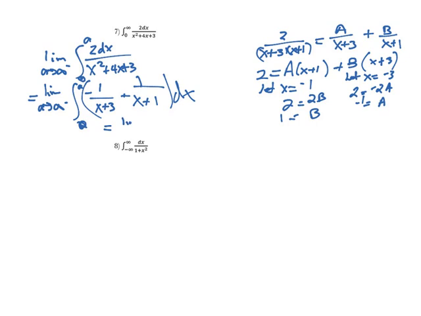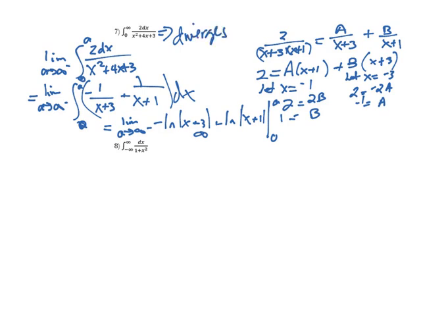So that's the limit as a approaches infinity from the left of negative natural log of absolute value x plus 3 plus natural log of absolute value of x plus 1, evaluated from 0 to a. So if I plug in infinity, I'm going to get the natural log of infinity. So that's going to be infinity. It doesn't matter what else this stuff is. That's going to be infinity. So this integral is going to diverge. So I'm going to write up here. Okay? Because I ran out of space.